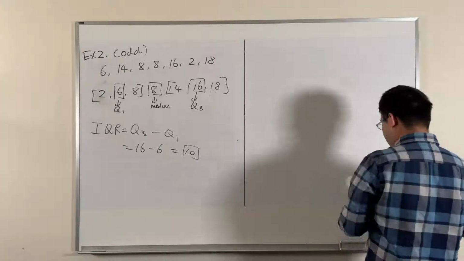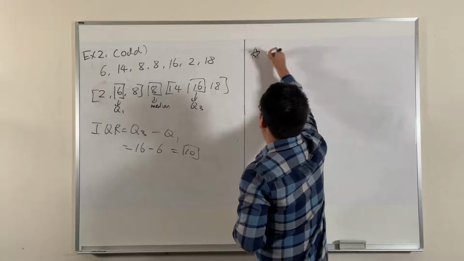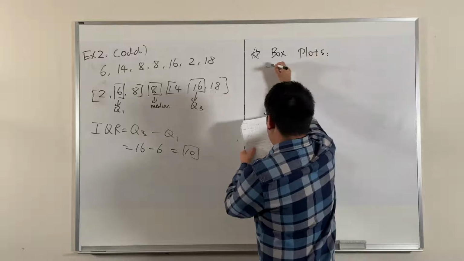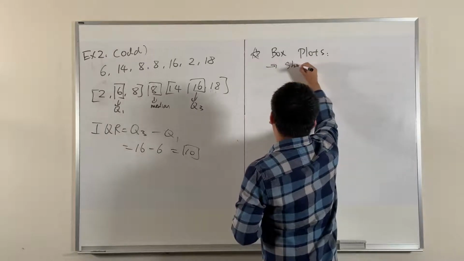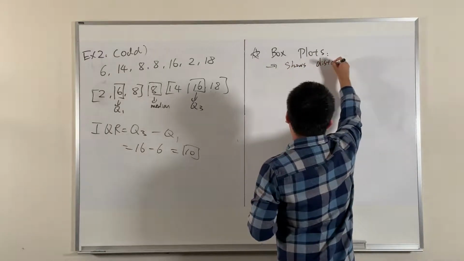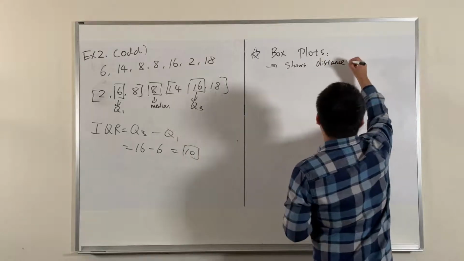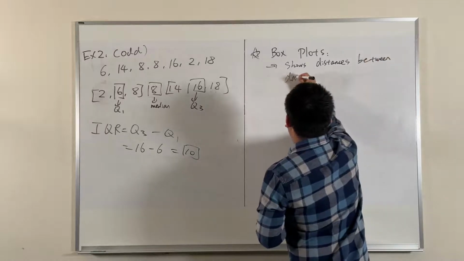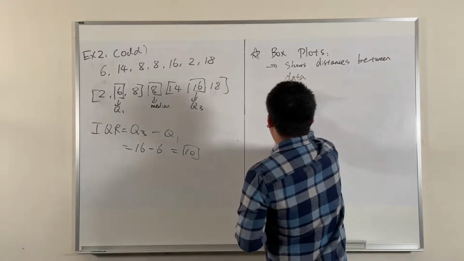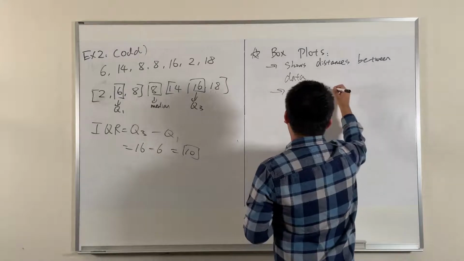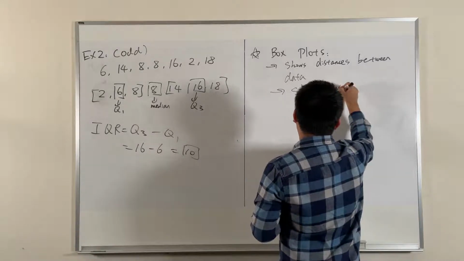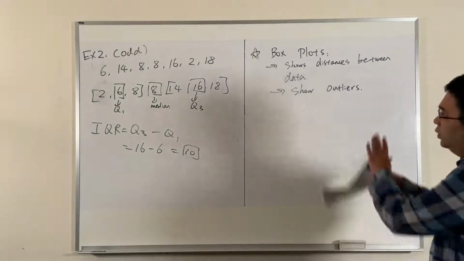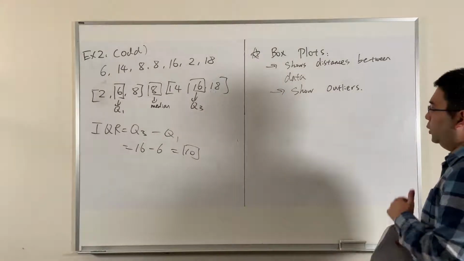So next, we're going to talk about box plots. Box plots, I'm going to say, represent or show distances between data, and also show outliers. Okay, very good. So we know what box plots are useful for.